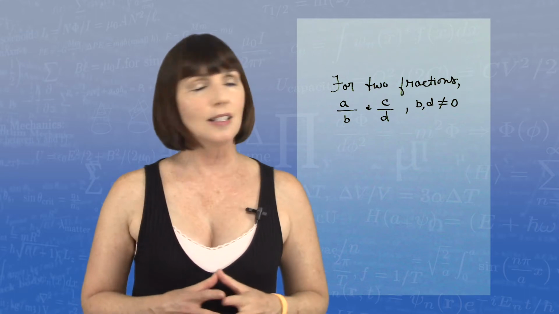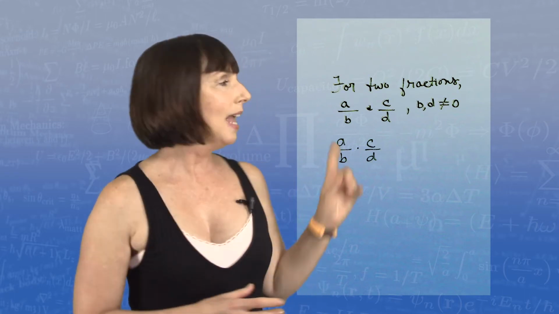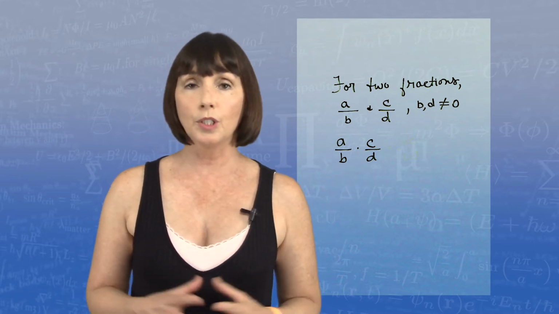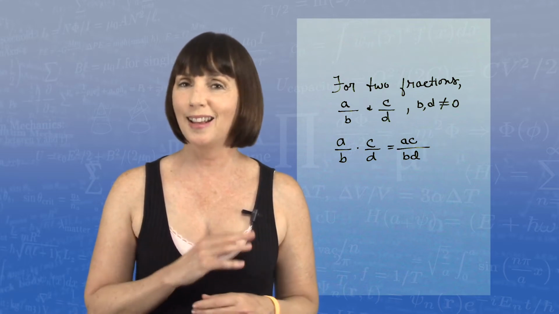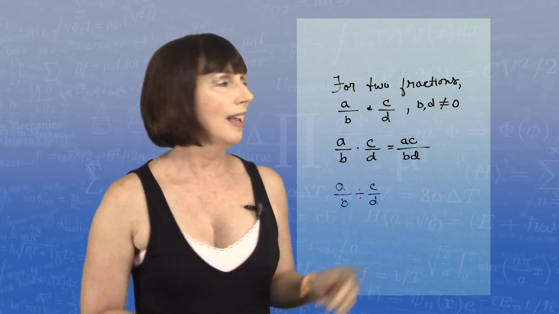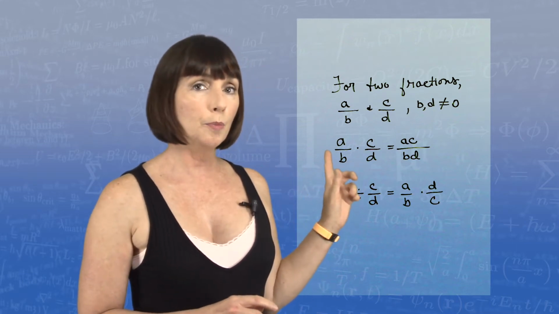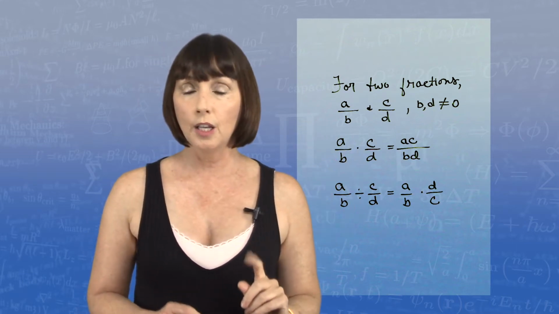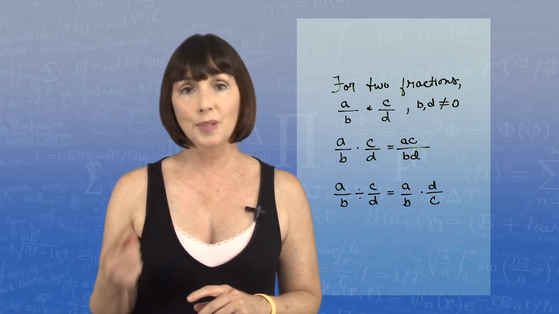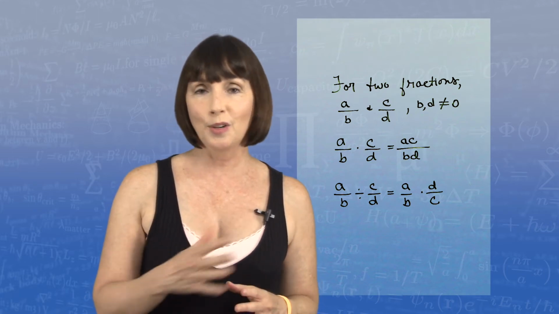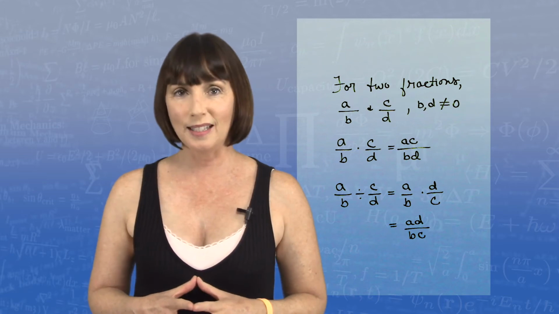For two fractions, a over b and c over d, where b and d are not equal to 0, a over b times c over d is equal to ac over bd. You just multiply straight across the top and straight across the bottom. And a over b divided by c over d is equal to a over b times d over c. You change division to multiplication and flip the second fraction upside down. Then you just multiply straight across the top and straight across the bottom, and you get ad over bc.